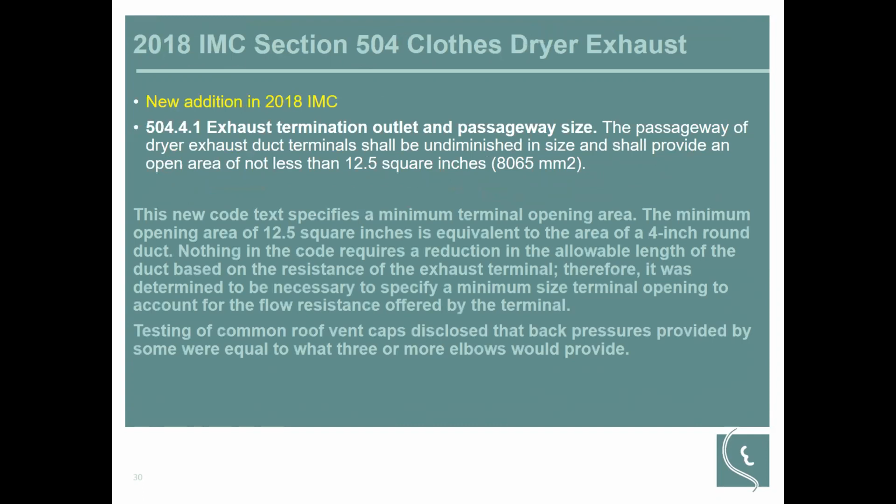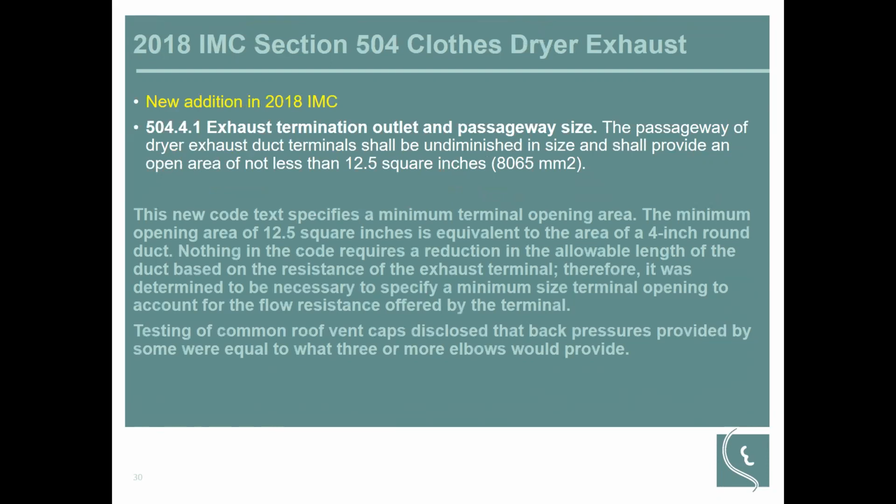One change in 504, clothes dryer exhaust, is a new addition to the 2018 IMC: exhaust termination outlet and passageway size. The minimum opening area of 12.5 square inches is equivalent to the area of a 4-inch round duct. Nothing's changed to how long the duct can be from the fan to the terminal, but you cannot downsize the terminal at the roof jack or wall vent. You have to have at least the equivalent of 4-inch round duct there. It's interesting because testing of common roof vents disclosed that the back pressures provided by some of these roof caps or wall vents were equal to 3 and 3.5 elbows.